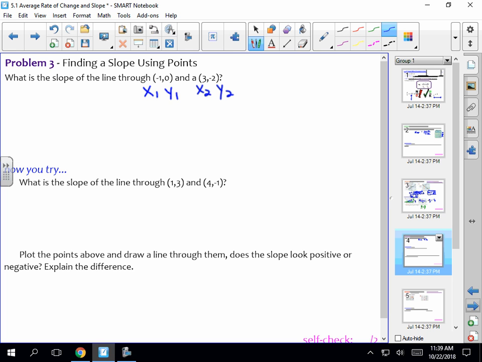So we have m equals y2, which is negative 2, minus y1, which is 0, over x2, which is 3, minus negative 1. I'm just thinking in my head, I'm subtracting the y coordinates, so finding the difference between negative 2 and 0, and subtracting the x coordinates, 3 and negative 1. So I get negative 2 over 4, which simplifies to negative 1/2. So be really careful with those signs.